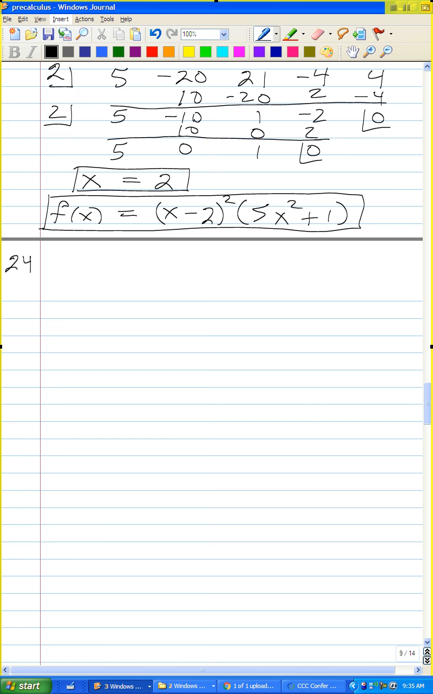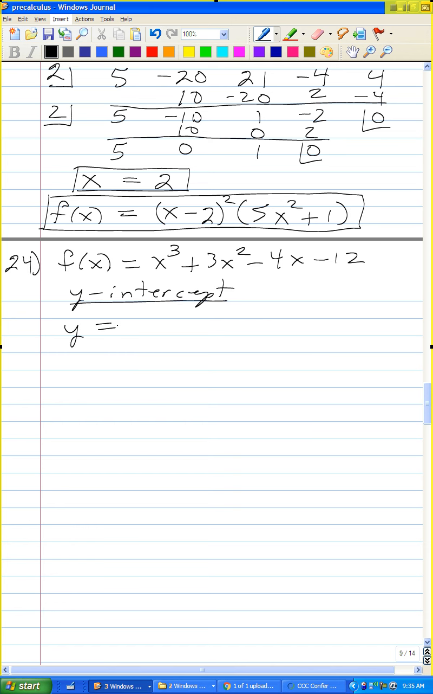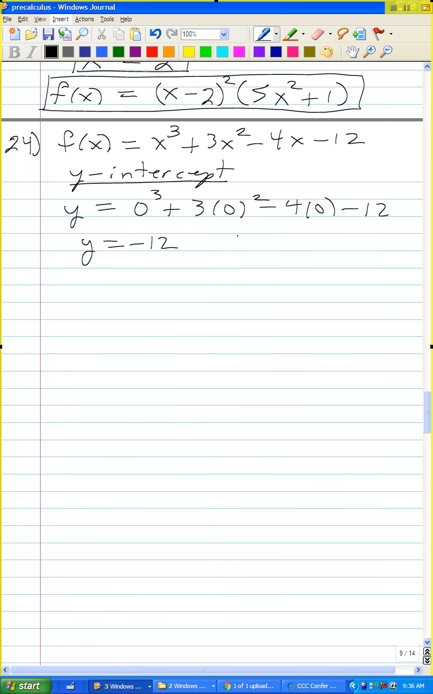So 24. f of x is equal to x cubed plus 3x squared minus 4x minus 12. So you want to find first, let's say, the y-intercept. To find the y-intercept, you just set x equal to 0 and solve for y. And so the y-intercept is at (0, -12).